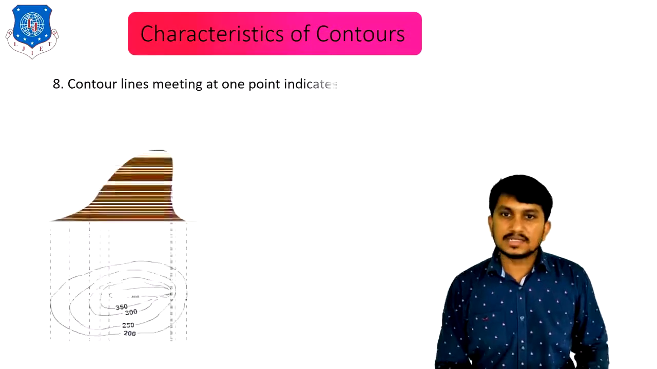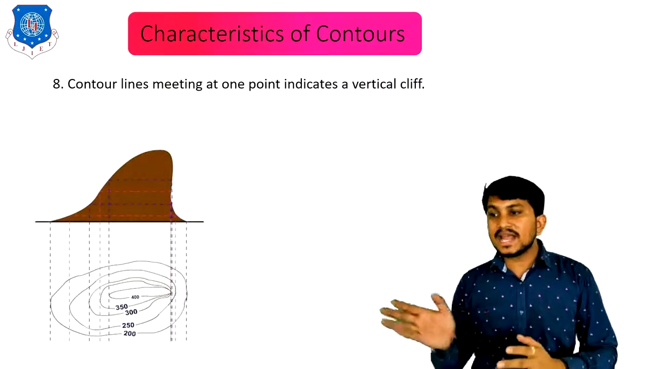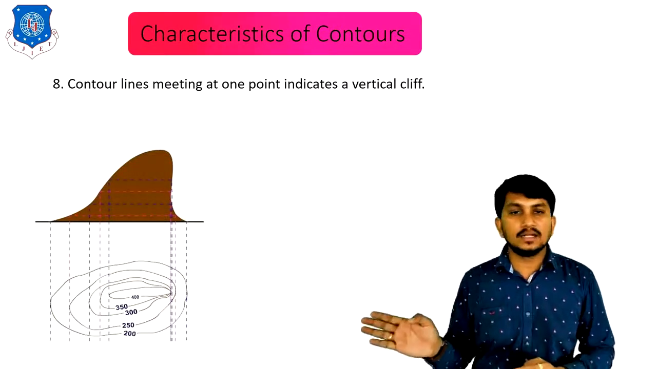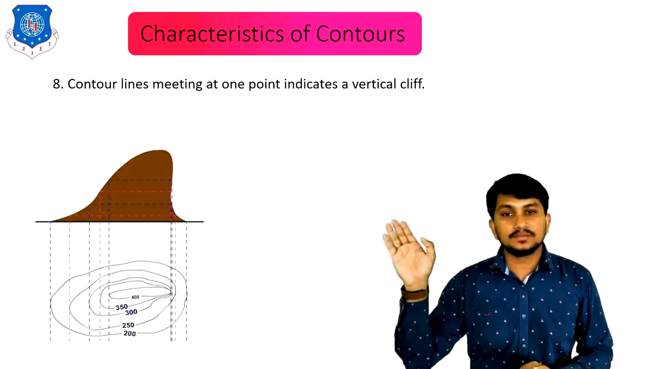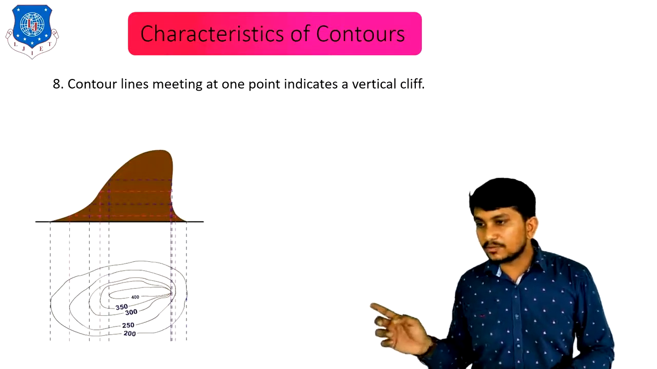Next is contour lines meeting at one point indicates a vertical cliff. You can clearly see this vertical cliff. All contour lines are meeting at one point.